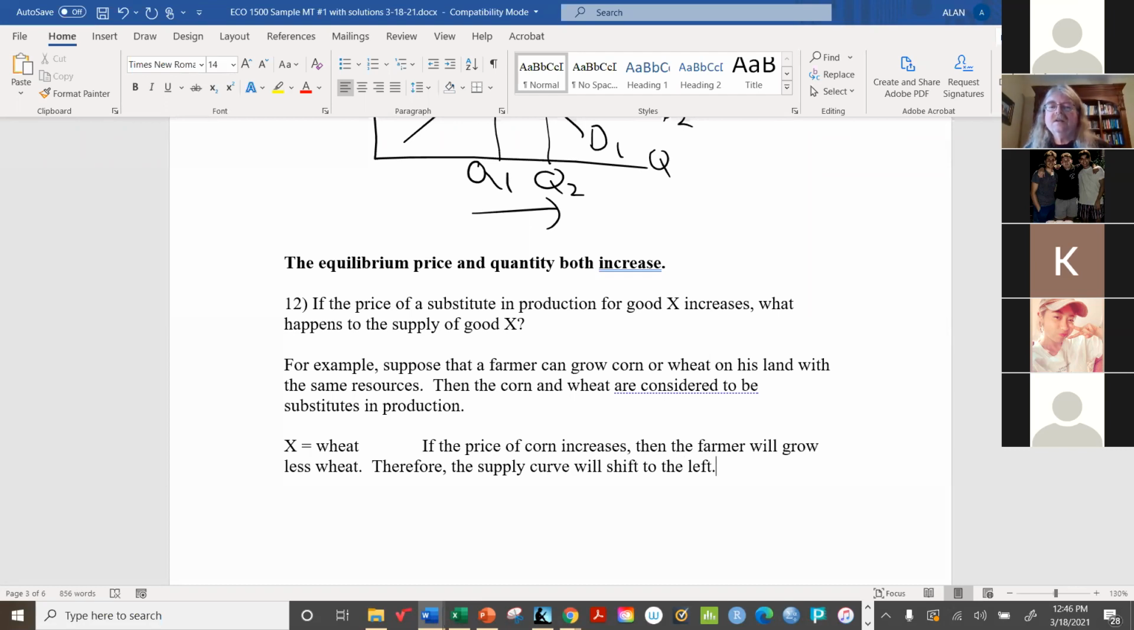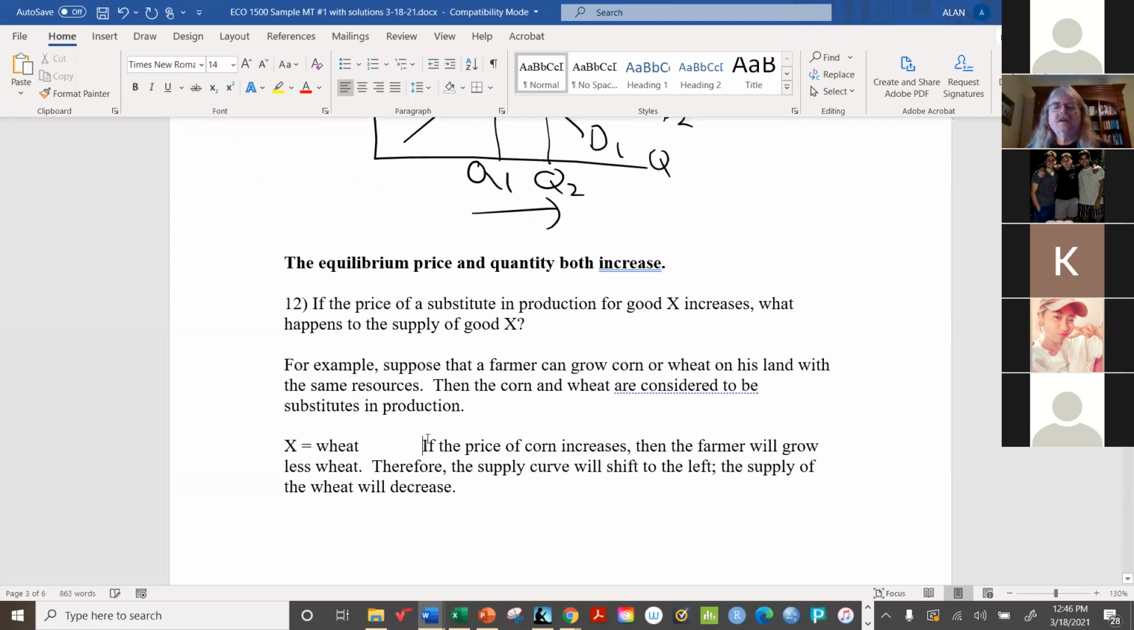Now, the question is, in this case, they didn't ask about the price and the quantity. They just wanted to know what happens to the supply. In other words, the supply of the good, meaning the wheat, will decrease.